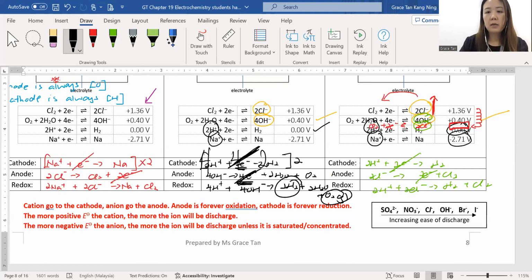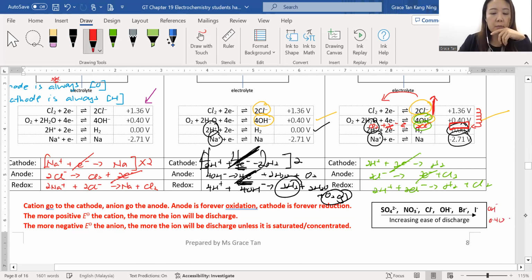So what we can see here, if you look at your data booklet using the syllabus, but of course with the 2022 to 2024 syllabus the data booklet will not be provided. They will print the information on your question paper itself. But this is just for educational purposes. You will see that there's a sequence according to E value where sulfate ion is the most positive one, followed by nitrate, chloride. But hydroxide, according to E value, should be all the way at the bottom here, at 0.40.